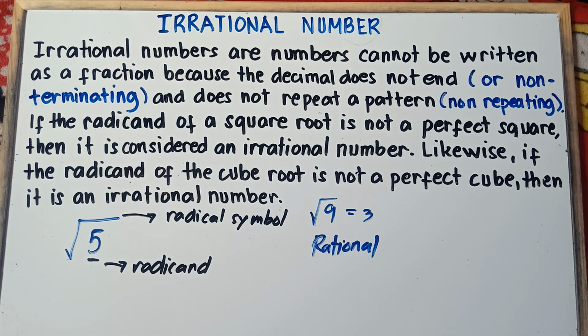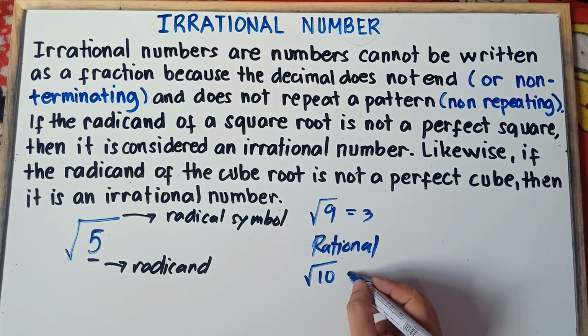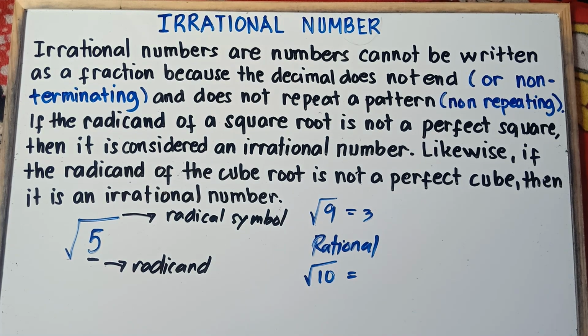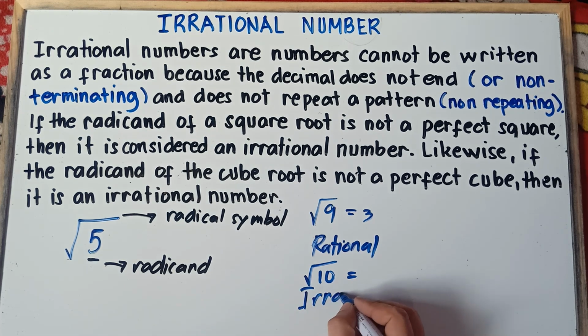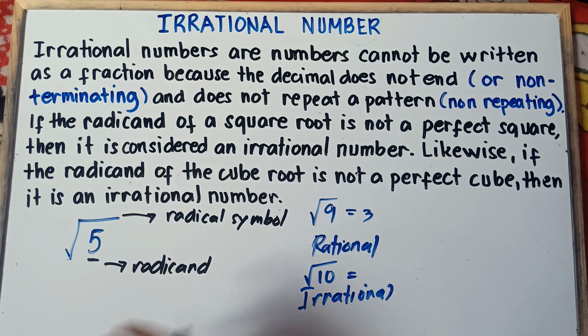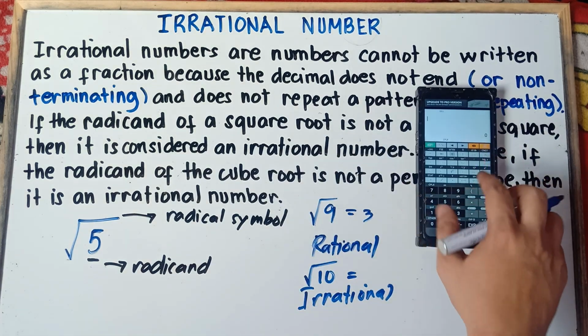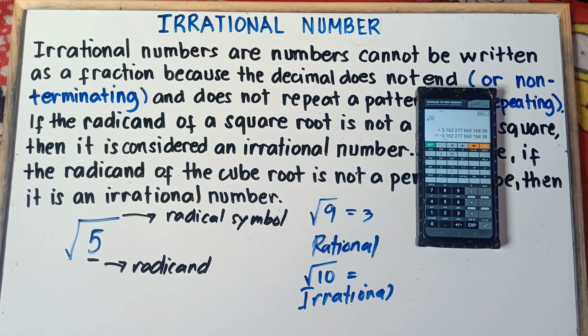Another example, if I say square root of 10, is it a rational number or irrational number? That's correct. Square root of 10 is an irrational number because 10 is not a perfect square. Once again, even if you use your calculator, the square root of 10 is 3.162277 and so on. The numbers will be infinite. It will not end. That's why we call this an irrational number.